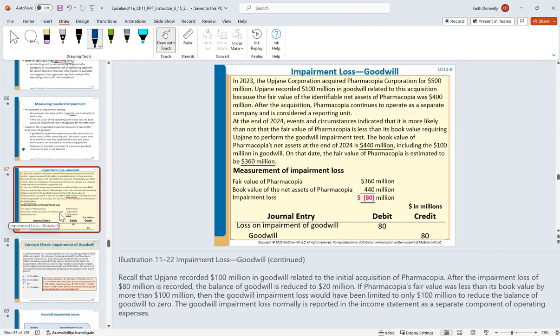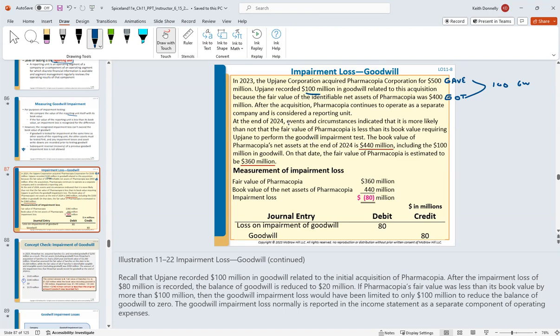Let's look at an example here, give this some numbers. So we said goodwill is typically going to arise when one business buys another. Here it looks like a corporation acquired a pharmacy company. They gave 500 million, and it looks like they got 400 million worth of stuff. So the difference there is going to be $100 of goodwill, okay?